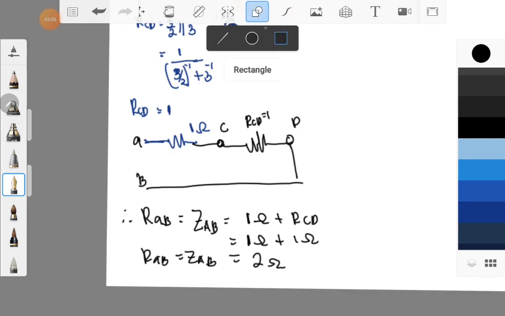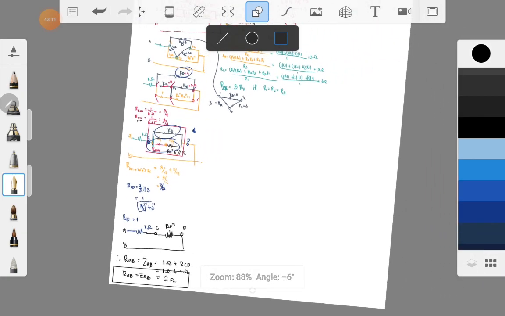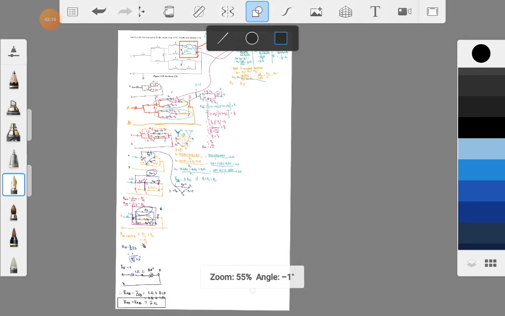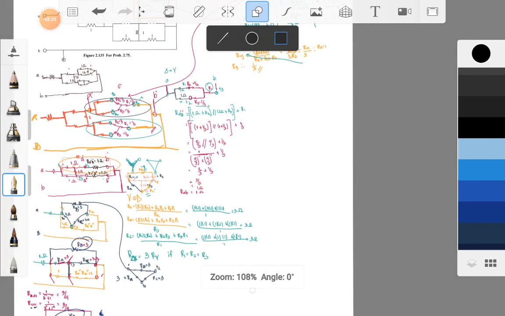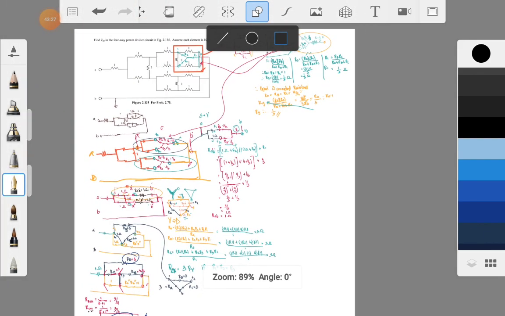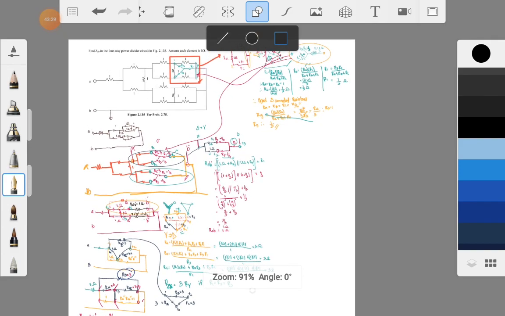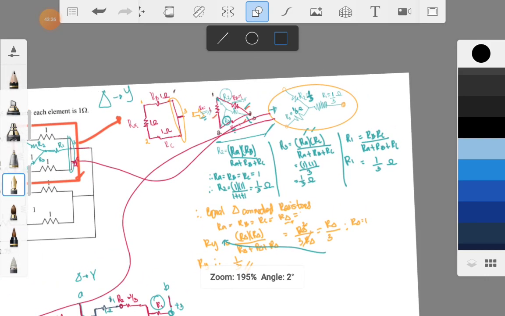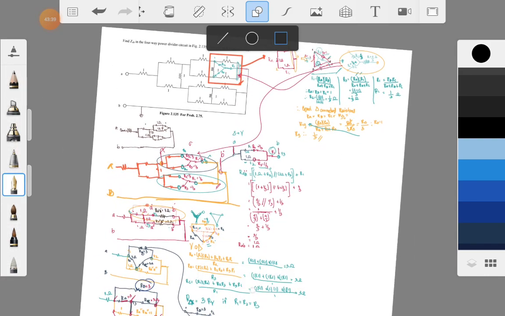This is the value of your RAB, which is equal to your ZAB. It is a bit long, guys, but it is not that long once you have practiced it. So this is our example number 1 for your Y to delta connection. Okay? Thank you.